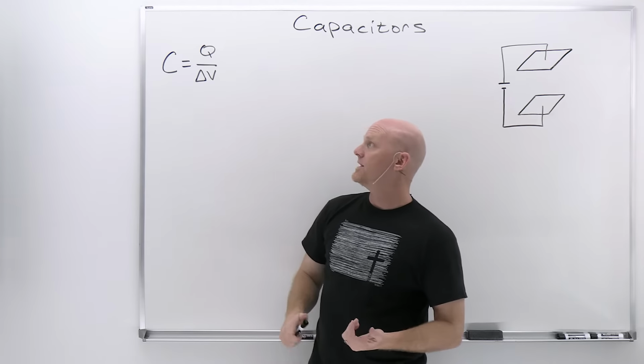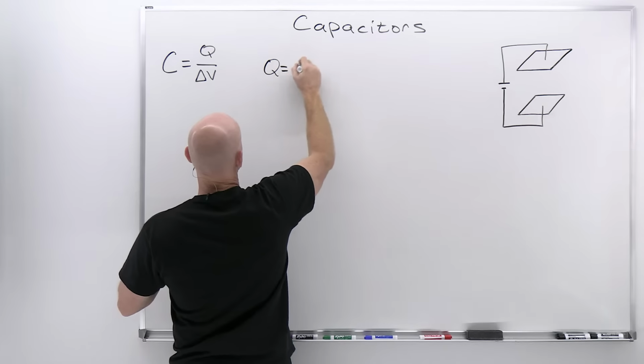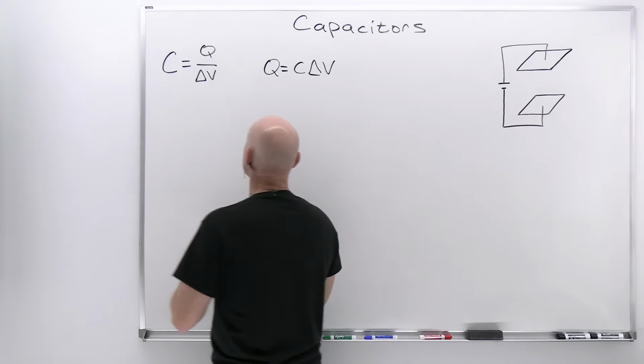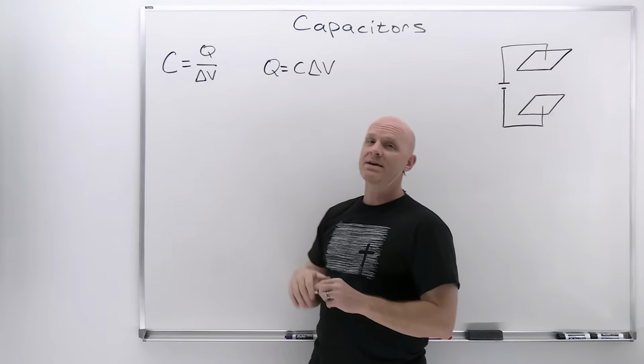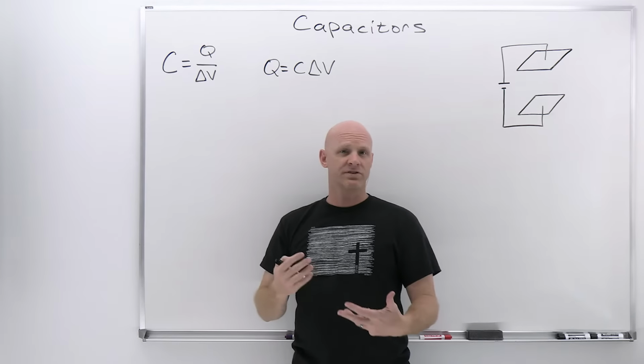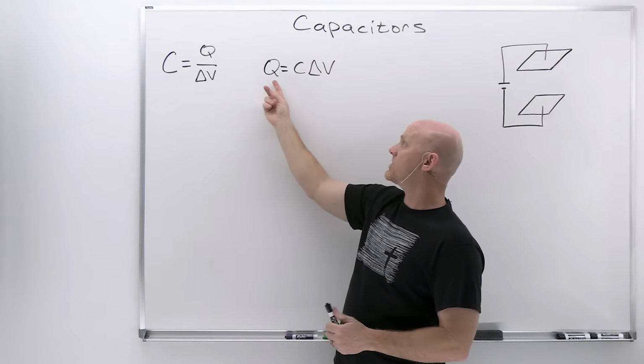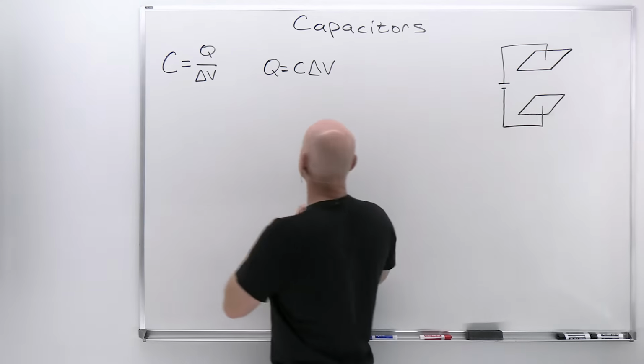Now if we rearrange this equation a little bit, we can see that Q is equal to C delta V. We'll find out that capacitance is going to be a constant for a given capacitor. It's just governed by the capacitor design, as we'll see. But it's a constant. And so for that capacitor, Q is directly proportional to delta V.